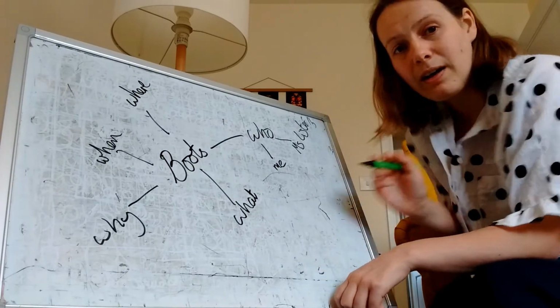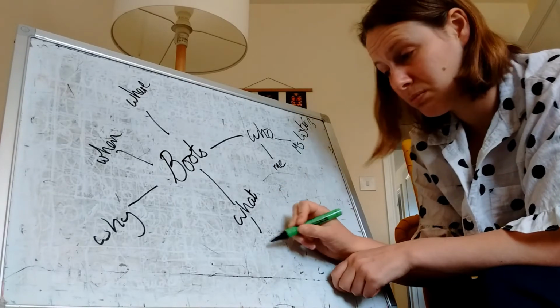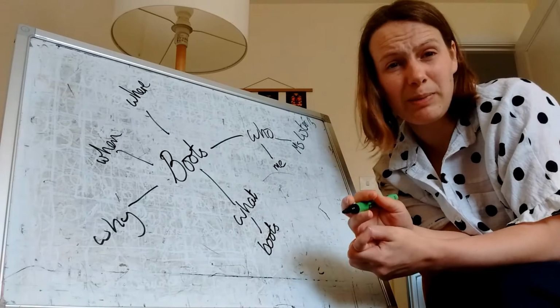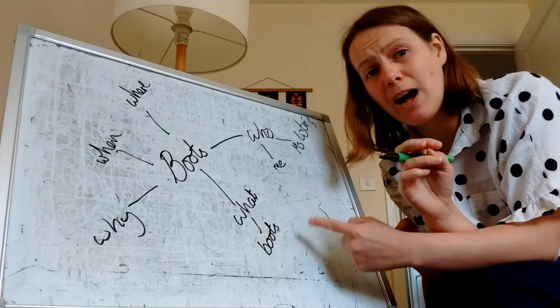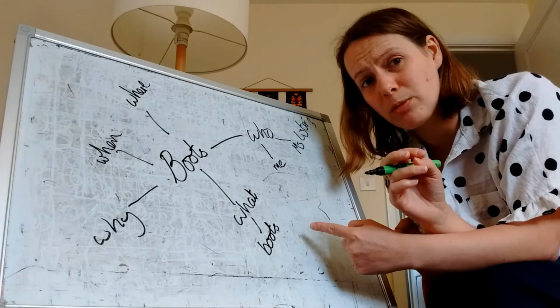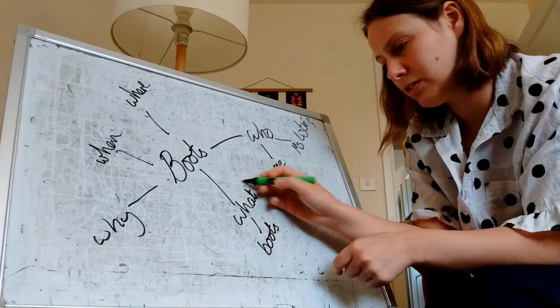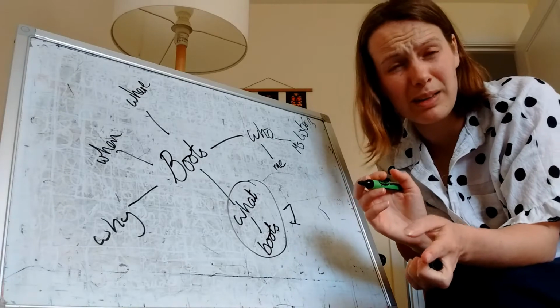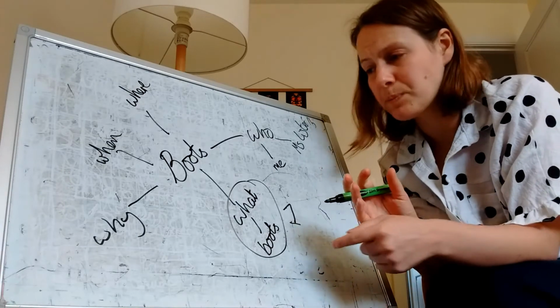What? They're boots. That's kind of self-explanatory, and because that's so explanatory, I might start my presentation by talking about that. So I might put a circle on that and a number 1 next to it, because that seems like a really good place to start by just saying what they are.